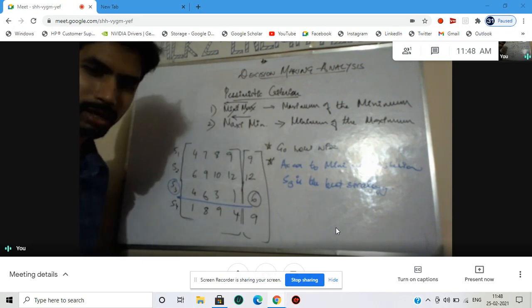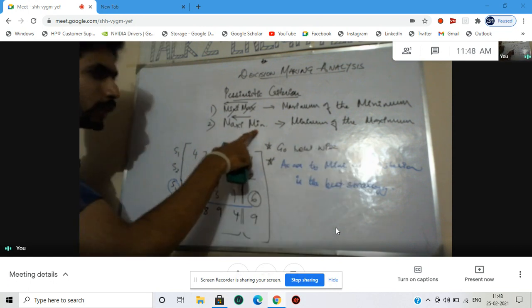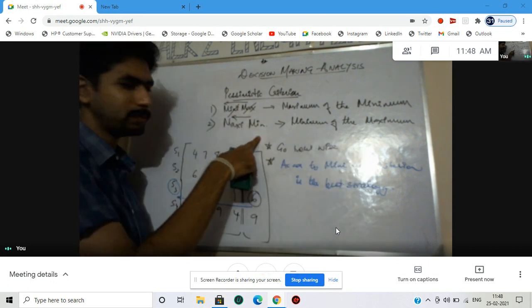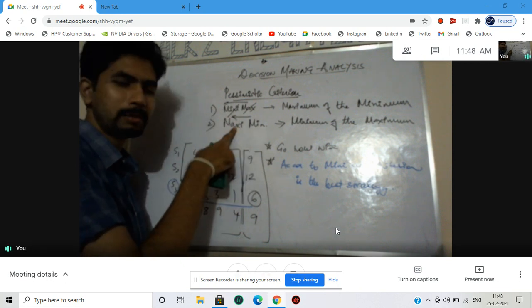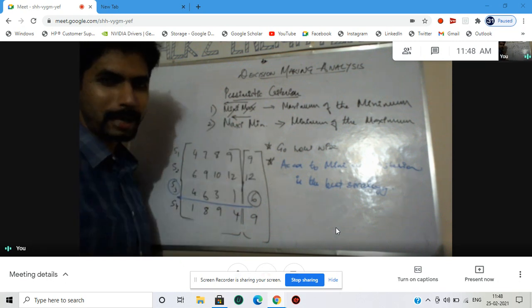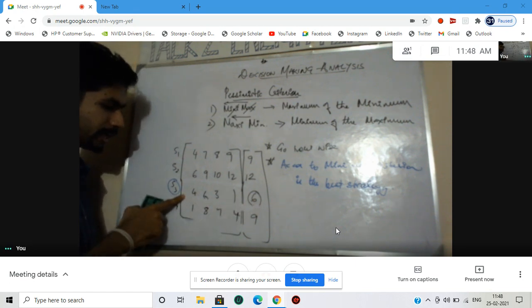Okay. Now the next technique is called Maximin. So how does this work? Very simple. Again, go row wise. First you will see the minimum value, and then in that particular selection you will be selecting the maximum value. Okay, so let us see how that particular technique works.